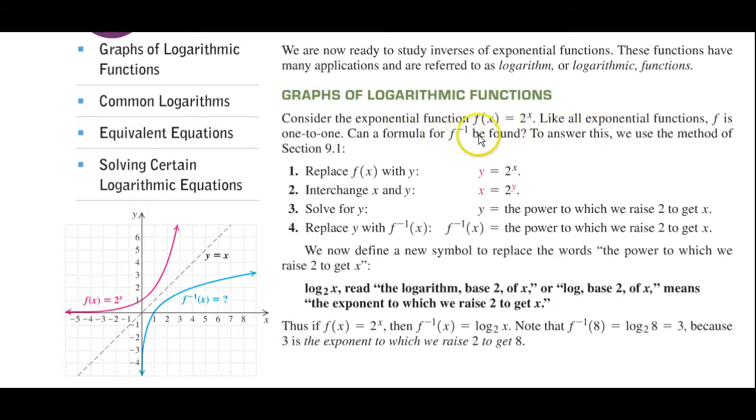So how can this formula be derived from this formula? Well, we'll use the method we talked about in 9.1. We're going to replace the function symbol with the letter y. So we then get y equals 2 to the x power. We're now going to interchange the x and y as we've done here. And now we solve for y. This is the little tricky part.